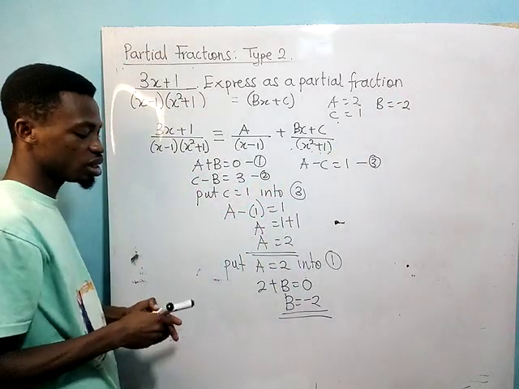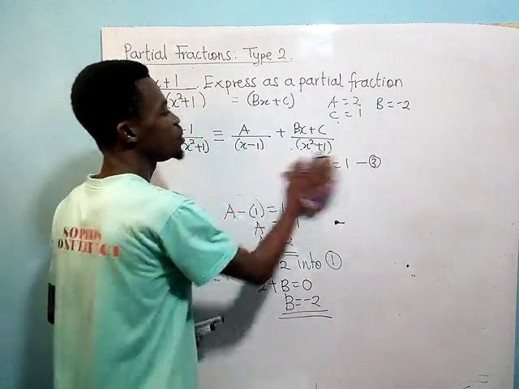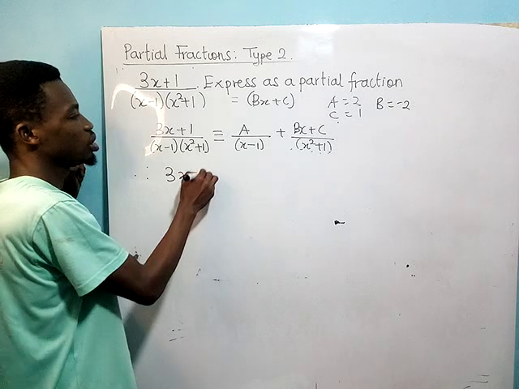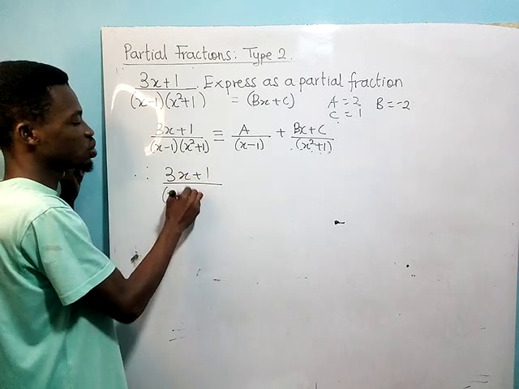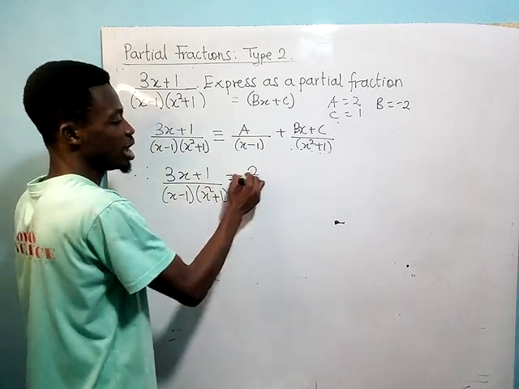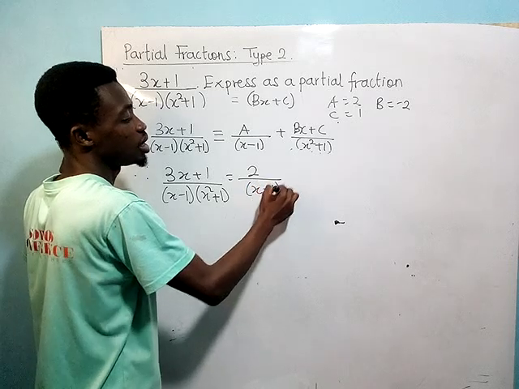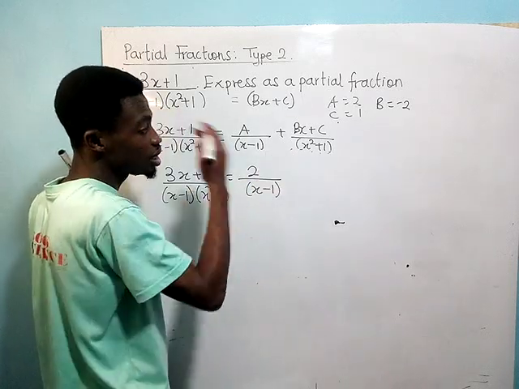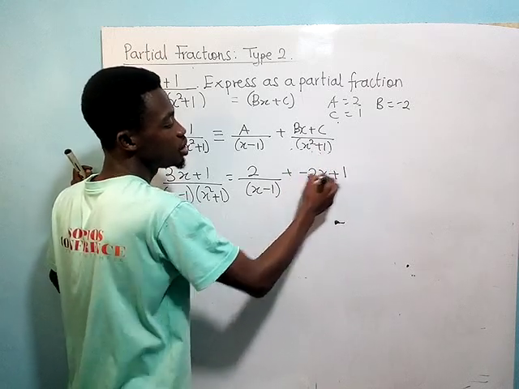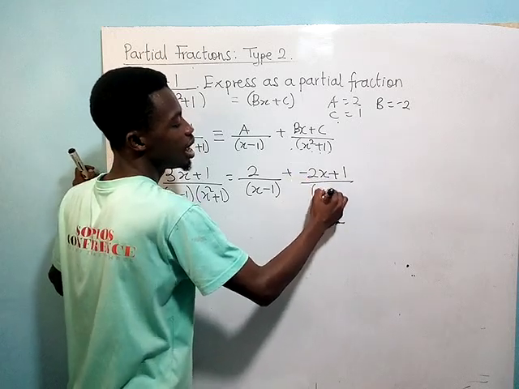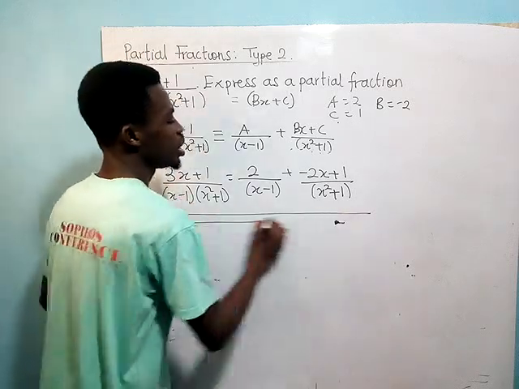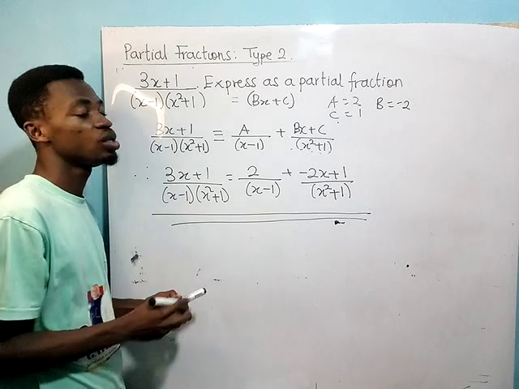We then substitute it into what we have up here. Therefore, (3x + 1) over (x − 1)(x² + 1), when resolved, we obtain A as 2 over (x − 1). We have b as negative 2, so plus negative 2x, plus the c which is 1, all over (x² + 1). And this is how we resolve such rational functions into partial fractions.